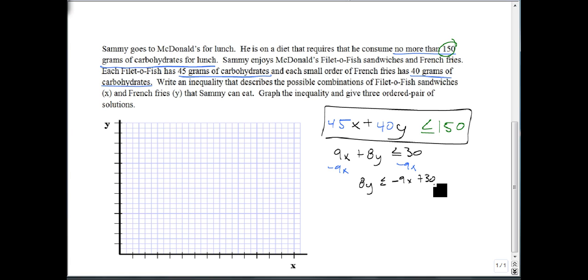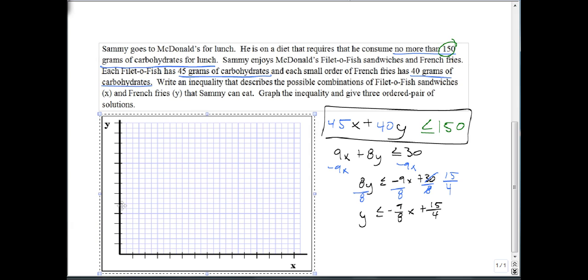From here, we divide everything by 8. Reduce any fractions that we can. This becomes 15 over 4. And so we have y is less than or equal to minus 9/8 x plus 15 over 4. Well, if we were to make each of these big tick marks 1, 15 over 4 is up 3 and a little bit. 3 3/4.